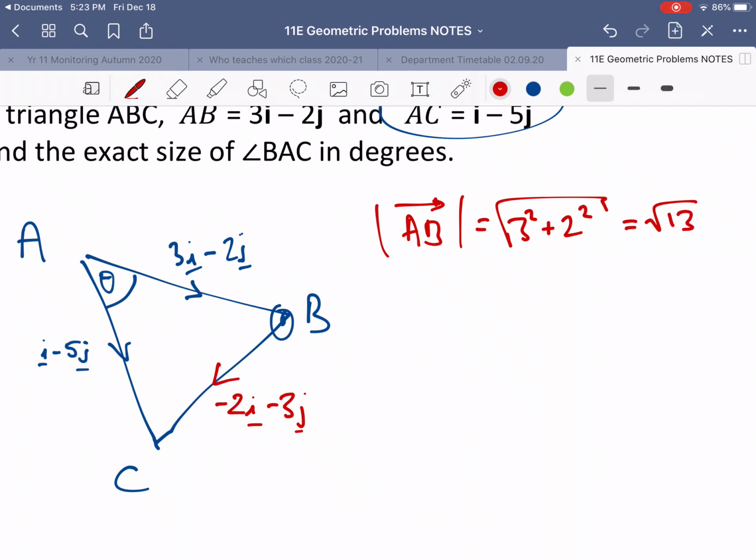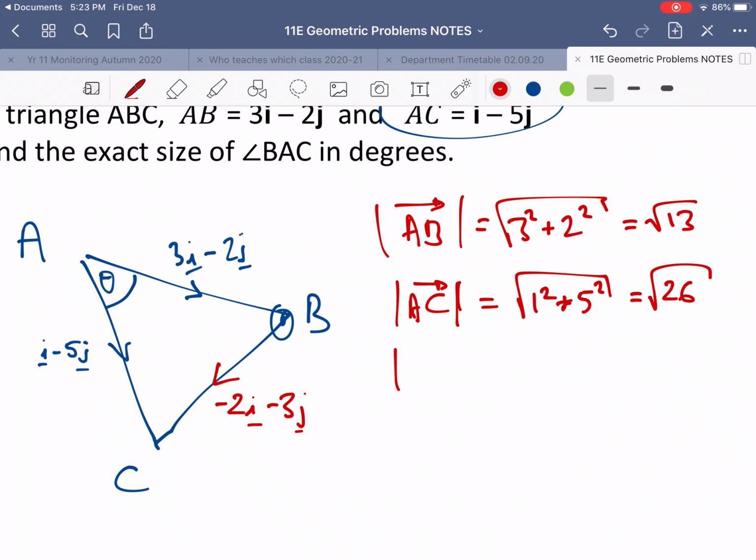I'm also going to do the modulus of A to C. And that's going to be the root of 1 squared plus a minus 5 squared, but that's the same as 5 squared, so I'm just going to do a 5 squared. And that gives me the root of 26.